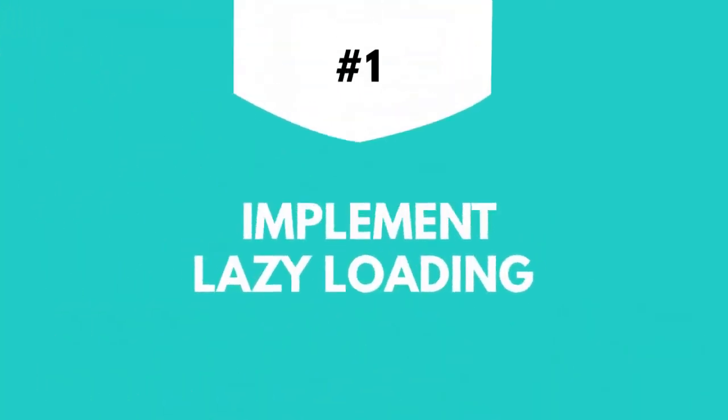Now let's discuss how to improve your Core Web Vitals. Strategy number 1, implement lazy loading. If you display images on your site, it is crucial to implement lazy loading. Lazy loading allows loading images at the exact moment when users scroll down through the page, without compromising the website's loading speed and helping you achieve a top-notch LCP score.